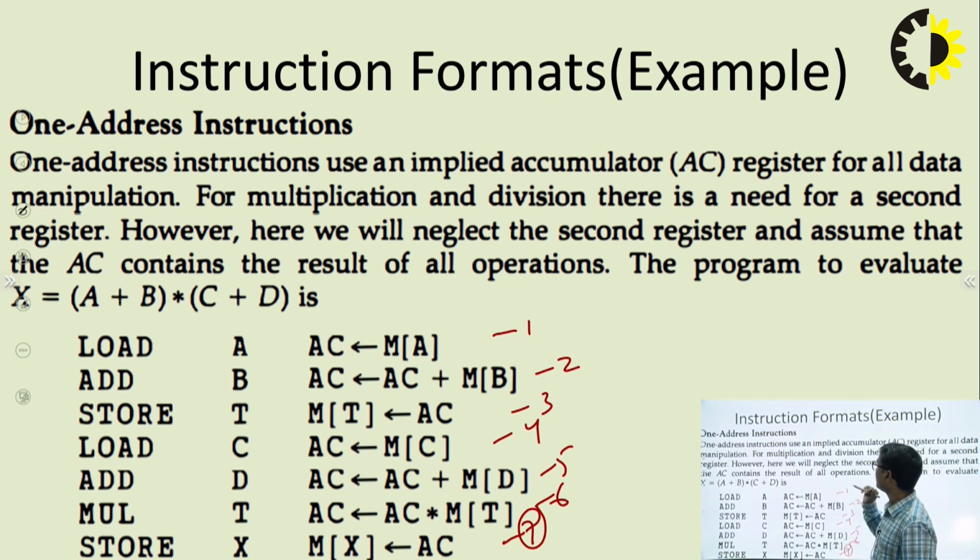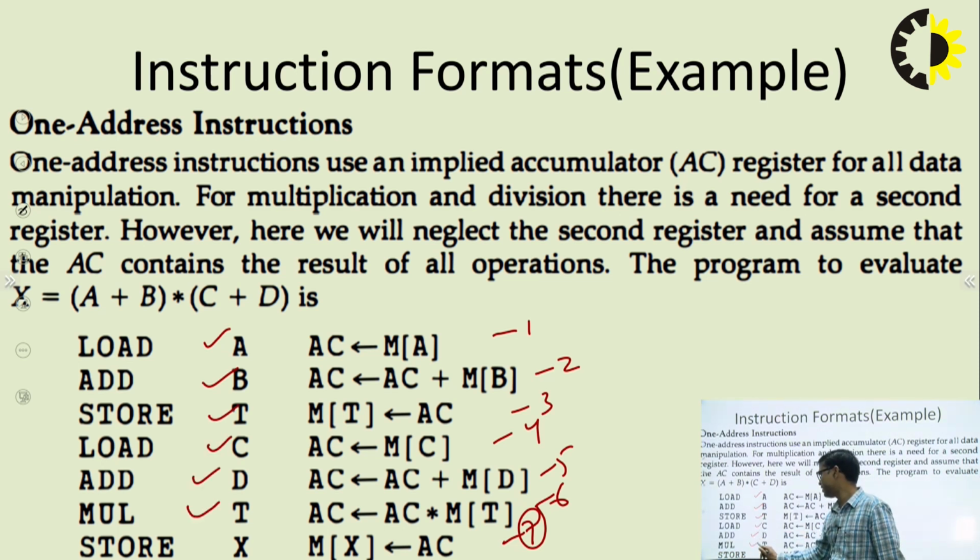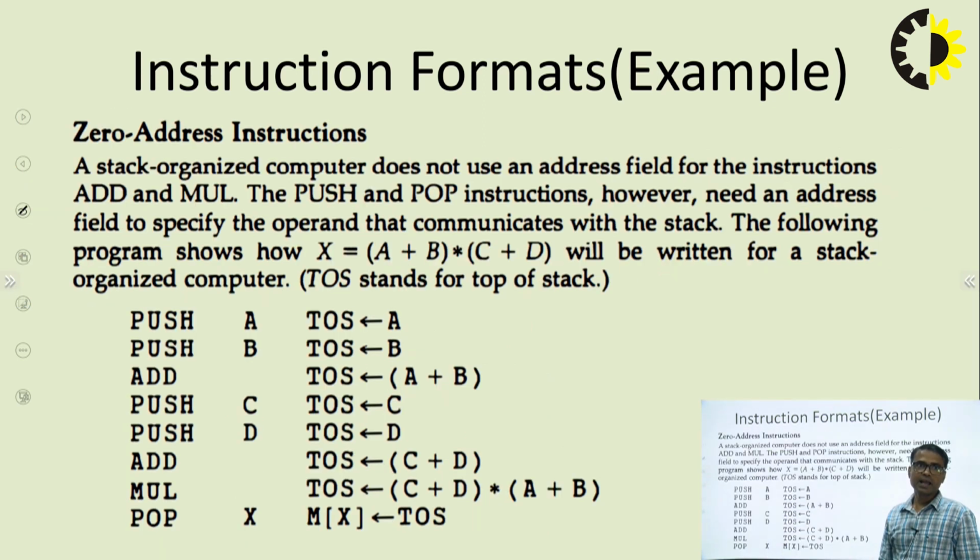So, in 1 address, we have to perform first load, then we have to add B, then store back to the T result, then load C, then add, then multiply with T and then store. So, this will create a total of 7 steps.